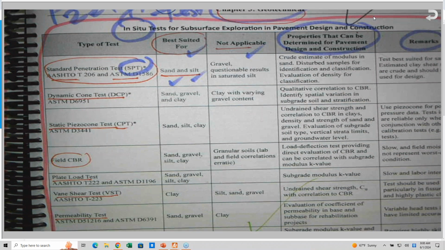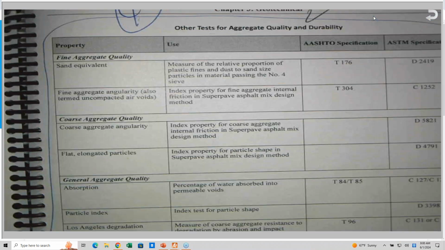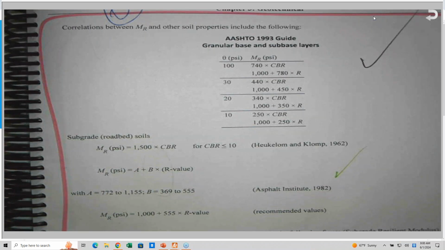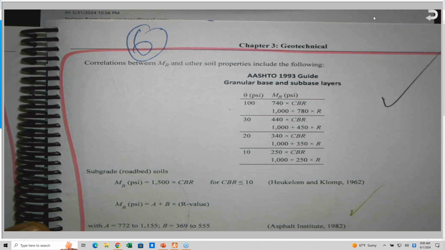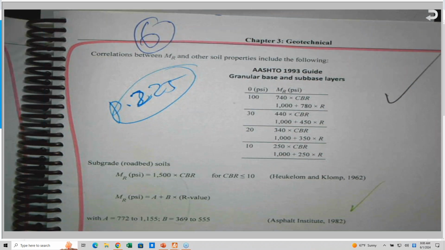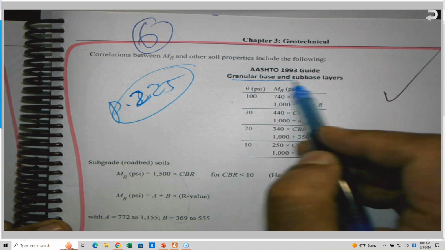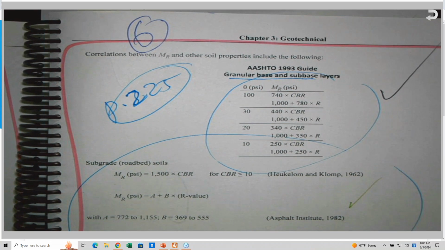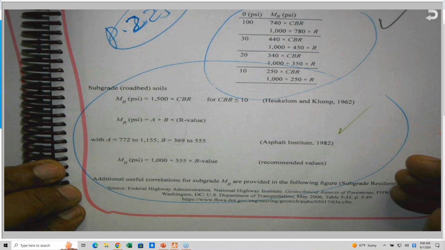And you are talking about, let me see the equation. If you are referring to this table here, this is on page 225, if this is what you meant. The R value and all these empirical formulas. So this is a granular base, subbase. If you are talking about these equations given here.